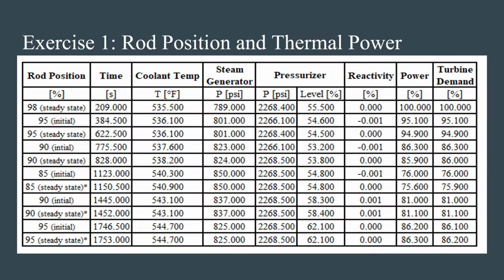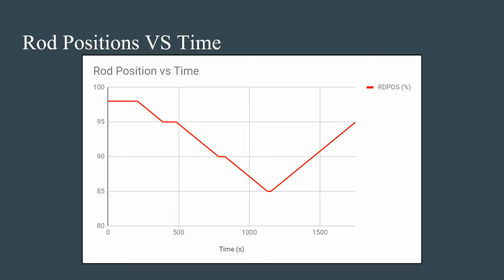This chart shows the data recorded from our simulations of manipulating the position of the control rods in an AP1000 reactor. We began with the rods at 98%, decreased their position to 85%, and then increased their position back to 95%. Several steady state values are also recorded. This graph shows the position of the control rods versus the time that the simulation was run. The flat lines on the graph represent the time spent at a steady state value.